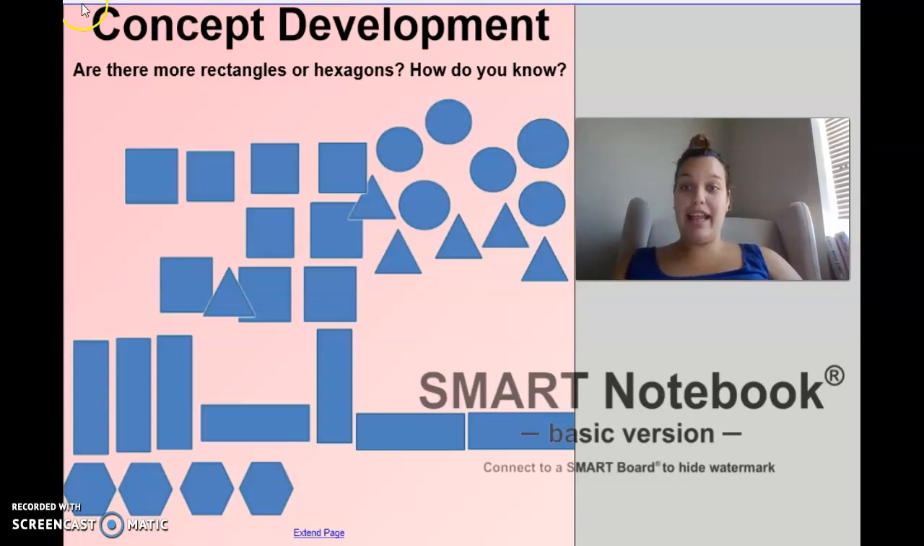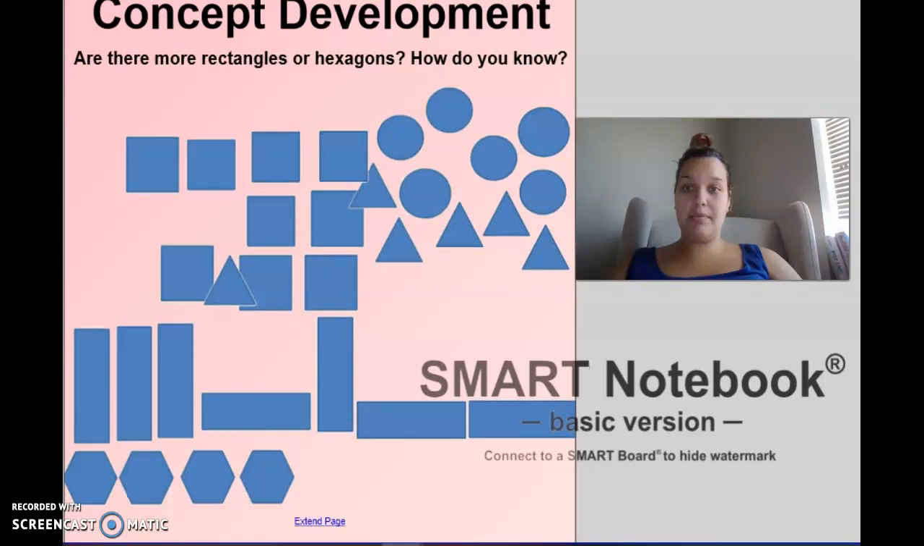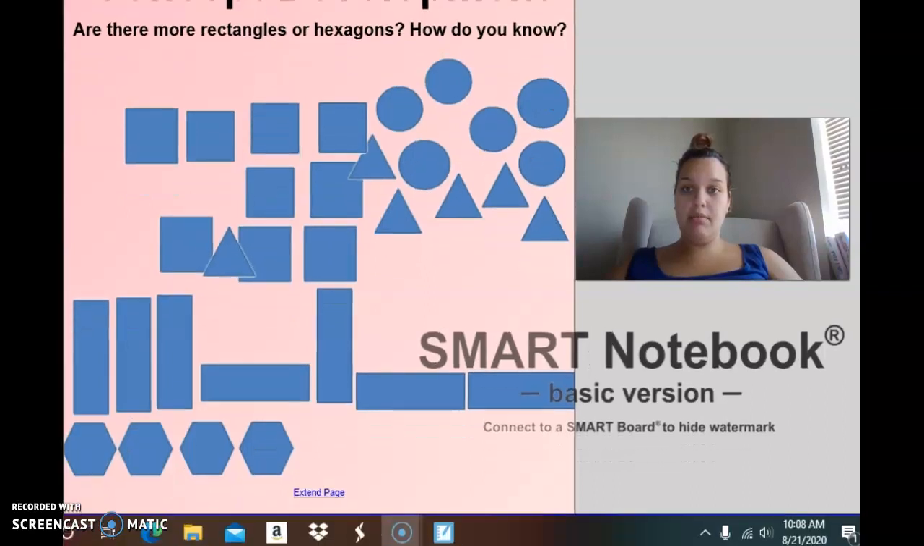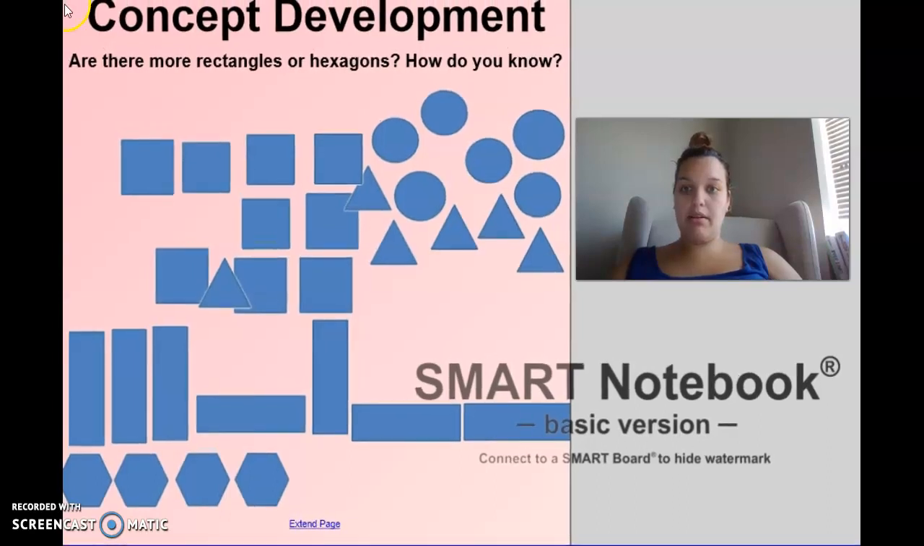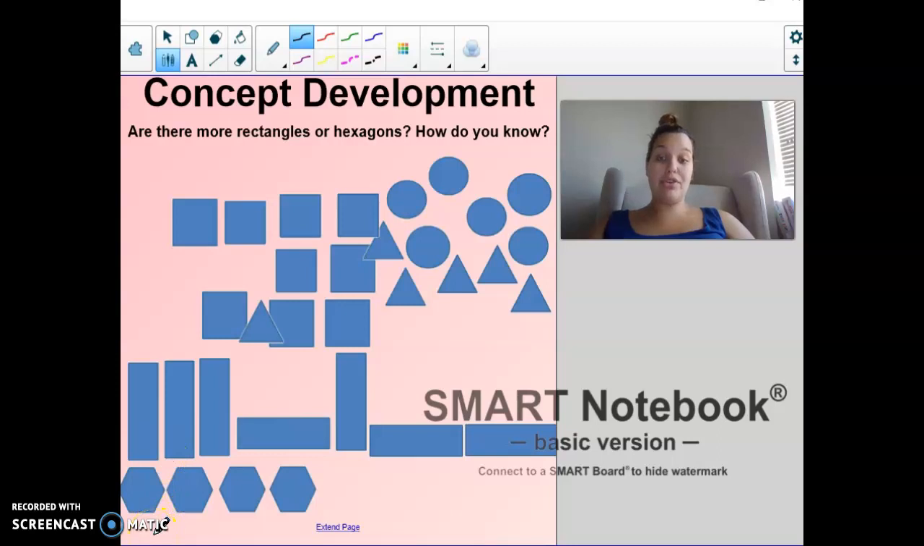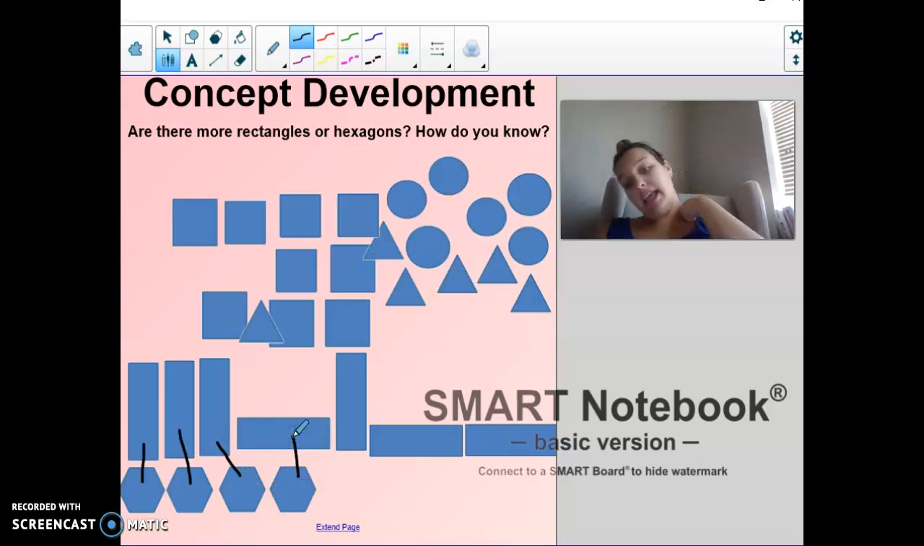We could draw a line. Awesome. Just going to grab a marker here. Okay, so we're going to draw a line from each hexagon to each rectangle. Here we go. So looking at our picture of rectangles and hexagons, do we have fewer hexagons or fewer rectangles? We have fewer hexagons than we do rectangles.